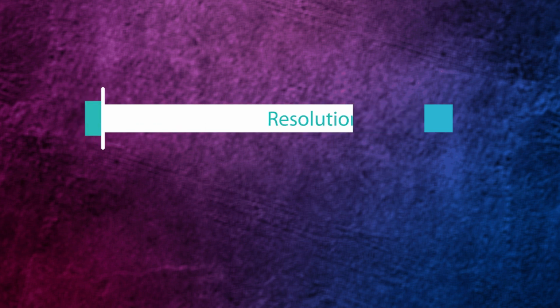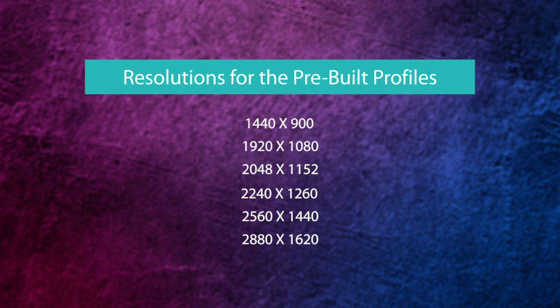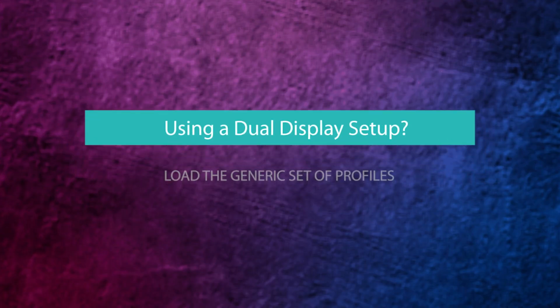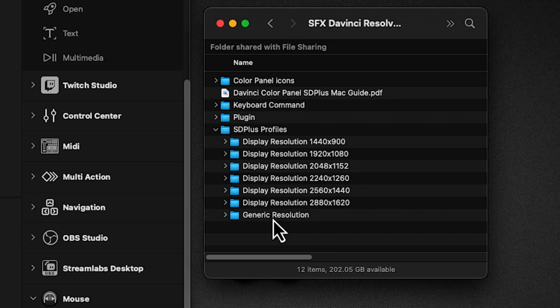So the reason for the different profiles here is we have pre-built several different resolutions that already have those coordinates programmed. Now these display resolution pre-programmed profiles work on single display DaVinci workstations. If you're running a dual display, you will need to load up the generic resolution. So now that you've identified what your display resolution is, in my case currently I'm running a 1920 by 1080 resolution.